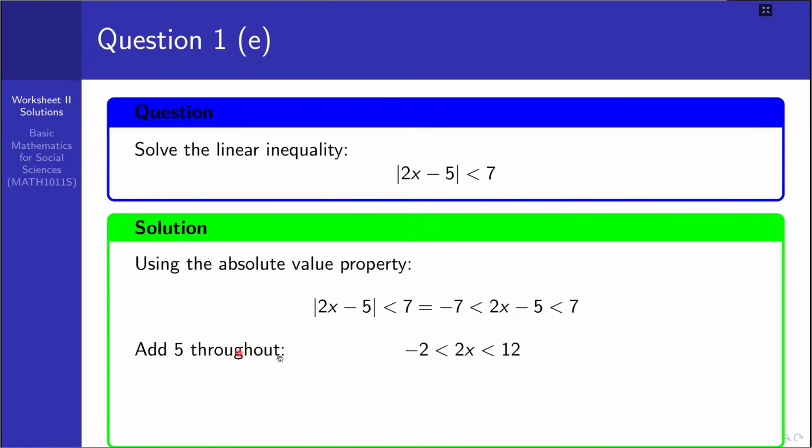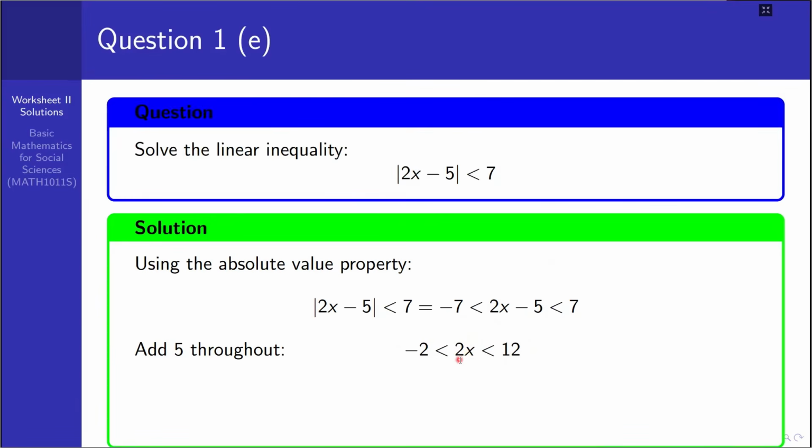If we add 5 throughout, that is simply minus 7 to 2x minus 5, and this one, that's simply 7. That is just to make x alone here. We have minus 7 plus 5 is minus 2, 2x minus 5 plus 5 is 2x, and 7 plus 5 is 12.